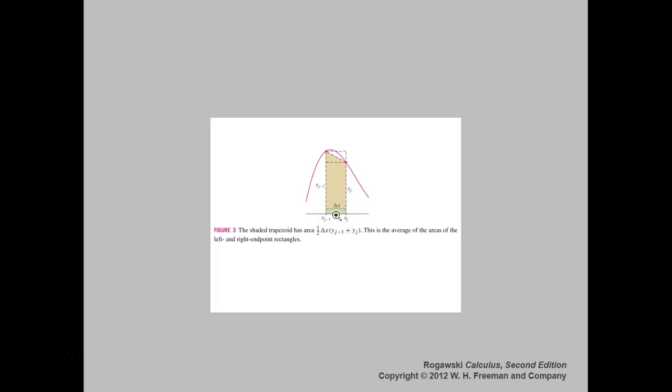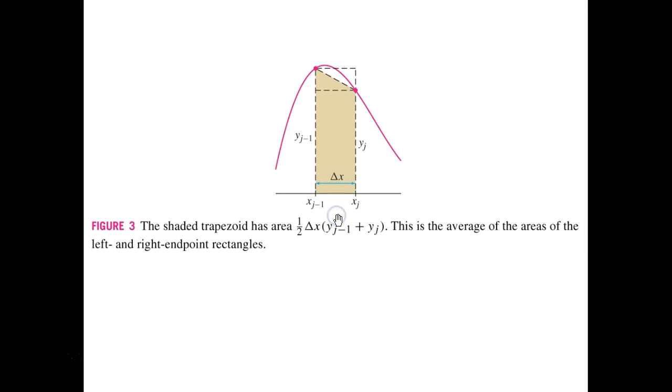What the big deal with this is, they do make a special case of it. The shaded trapezoid has an area. This is just one of those trapezoids we had back in the classroom. I guess it was the j minus 1 to j. That looks pretty reasonable. Okay. What is the area of that? Let's see. 1/2. Now, I don't know if y'all remember the formula for the area of a trapezoid.